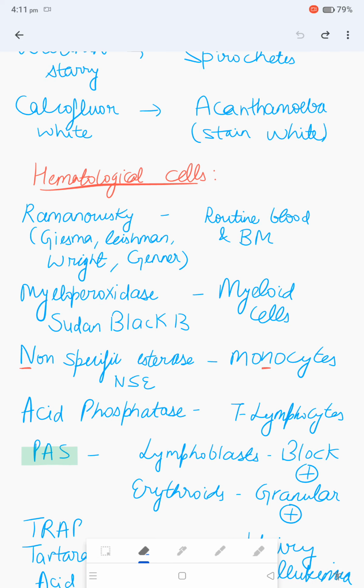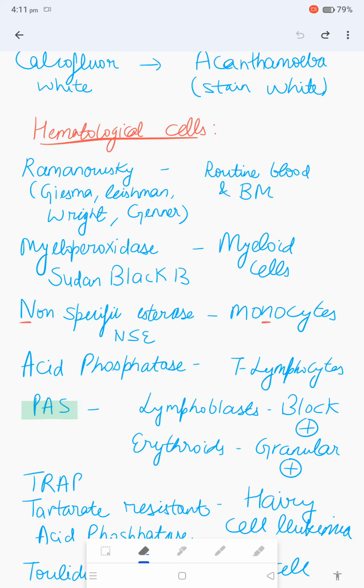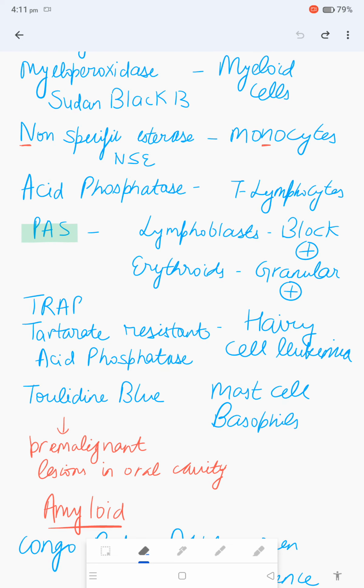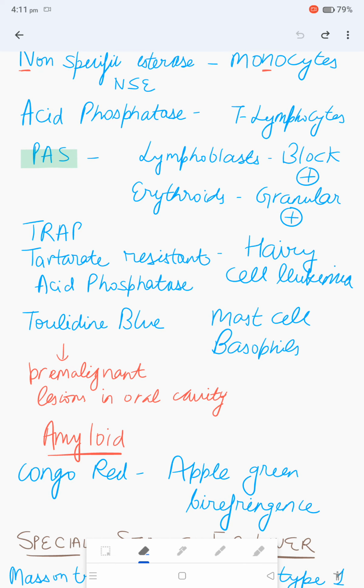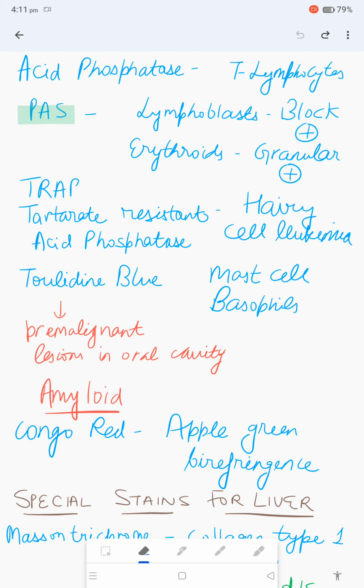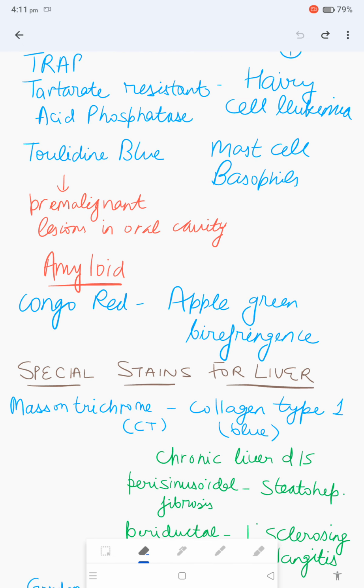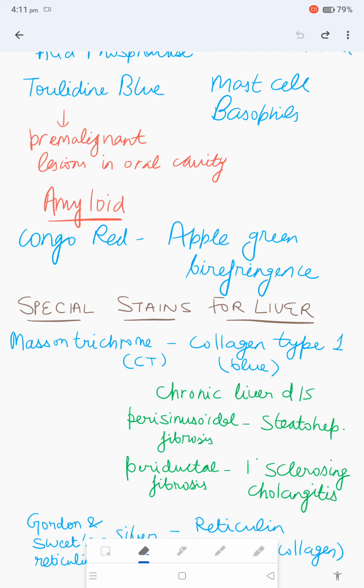Then hematological cells, we have Romanowsky stains for routine blood, myeloperoxidase and Sudan black B for myeloid cells, non-specific esterase for monocytes, acid phosphatase for T lymphocytes, PAS positive. PAS was for fungus, glycogen, and for the basement membrane. And here again PAS comes for the lymphoblast, block positive, and erythroids, granular positive. TRAP positive, hairy cell leukemia. Toluidine blue, mast cell and basophil. Amyloid, Congo red, apple green birefringence.